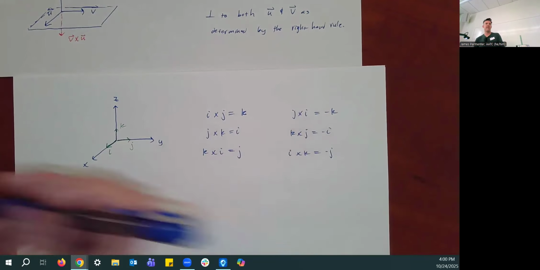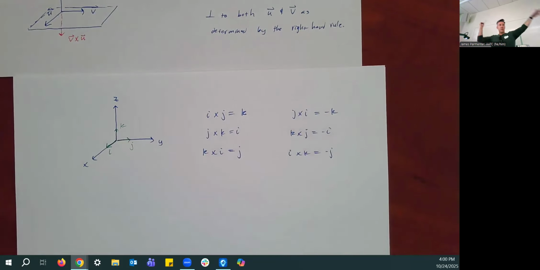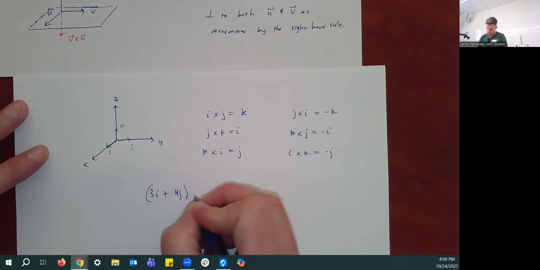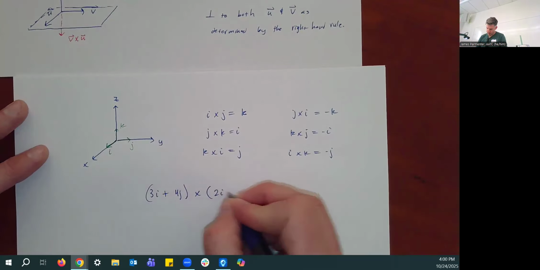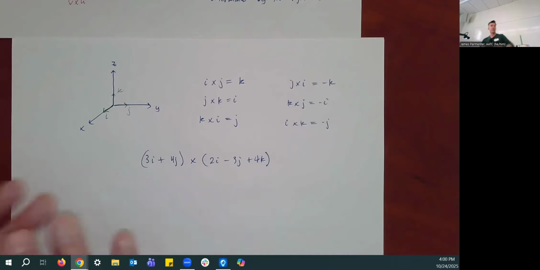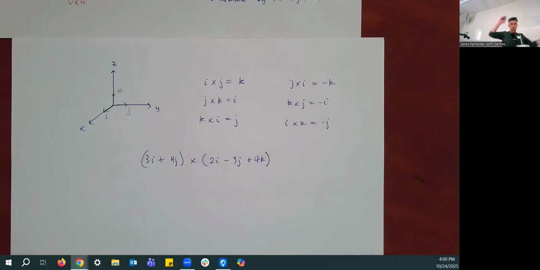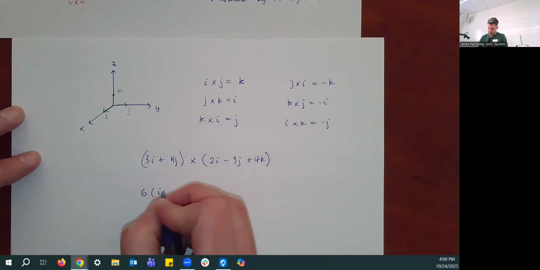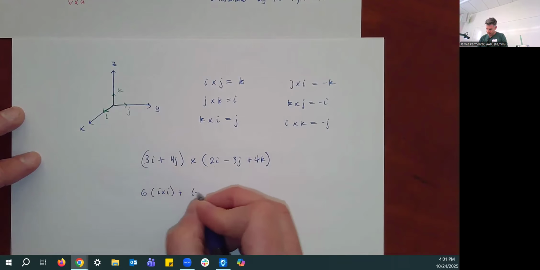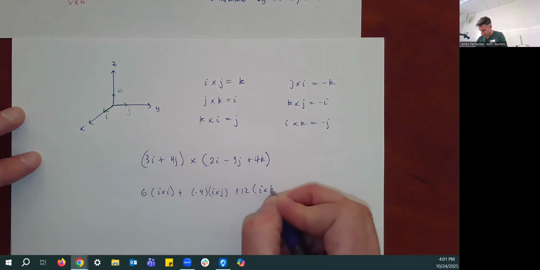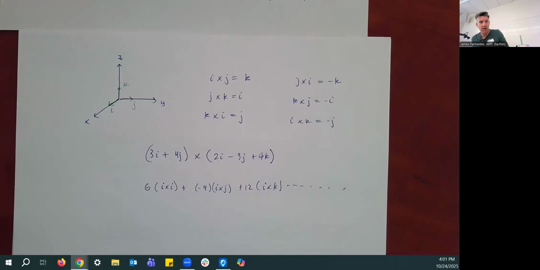You can use this to find any other cross products, because essentially you have a distributive and an associative property, whether it commutes or not. So if you want to say, for example, 3i plus 4j crossed with 2i minus 3j plus 4k, you could multiply the whole thing out and then use each of these properties. So this is going to be 3 times 2 is 6 times i cross i, plus 3 times negative 3 is negative 9 times i cross j, plus 3 times, oh my God, this is terrible. i cross, and so on and so on. I don't want to do the rest because you should never do it this way.